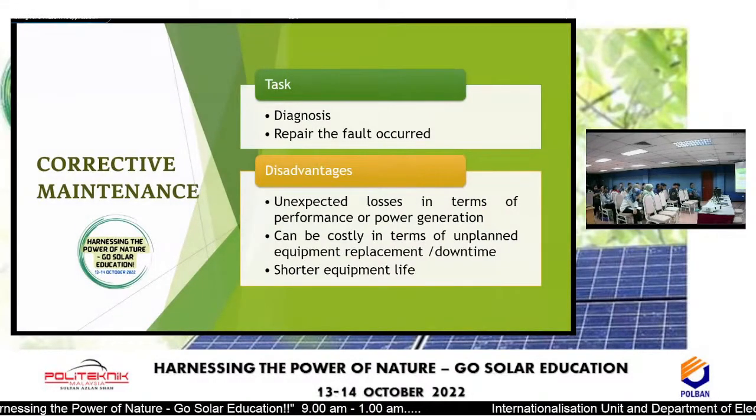Basically, corrective maintenance involves two tasks. First of all, diagnose or troubleshoot. Let's say a fault happened. We will try to troubleshoot and find out what the cause of the failure is. After that, we will conduct the repairing process to overcome the problem.